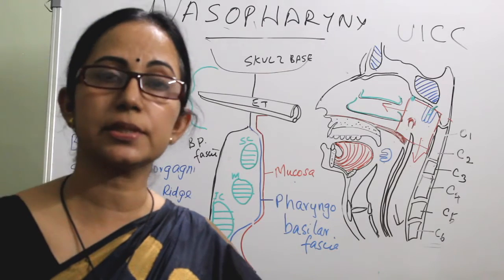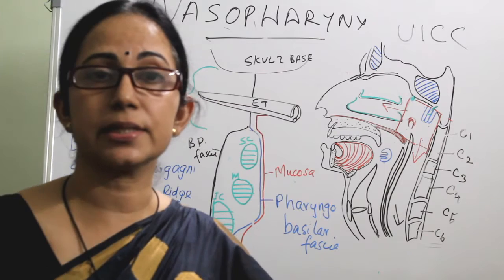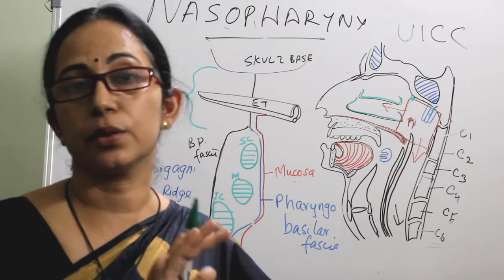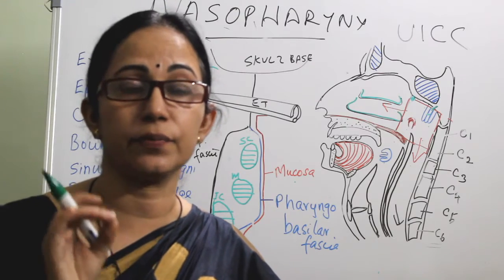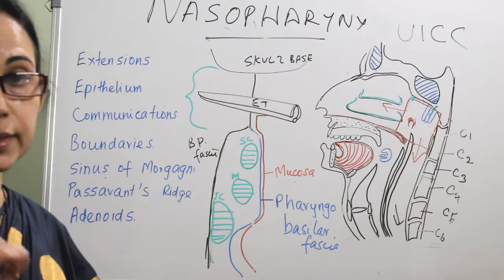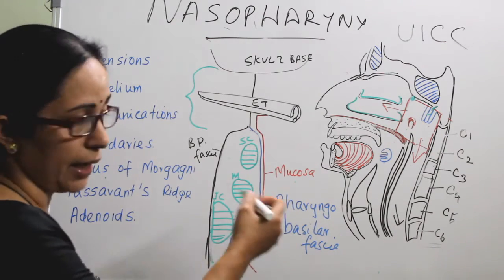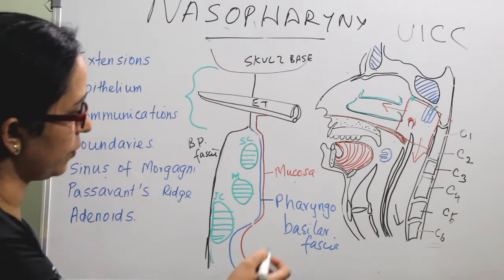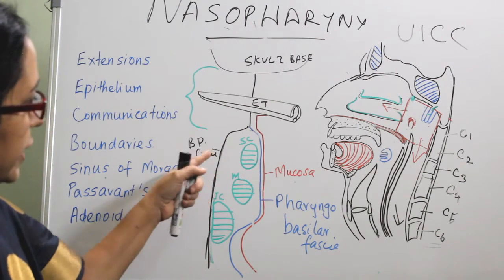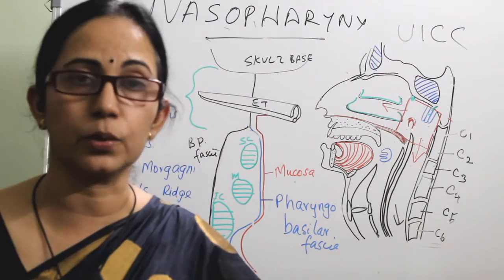The innermost is the mucosal layer, which in the nasopharynx is a stratified ciliated columnar, a respiratory type, and in all other parts it is stratified squamous epithelium. So that is the mucosa, and in the nasopharynx it is a respiratory type. Next is the pharyngeal aponeurosis, which forms the pharyngobasilar fascia. After the pharyngobasilar fascia comes the muscle coat.